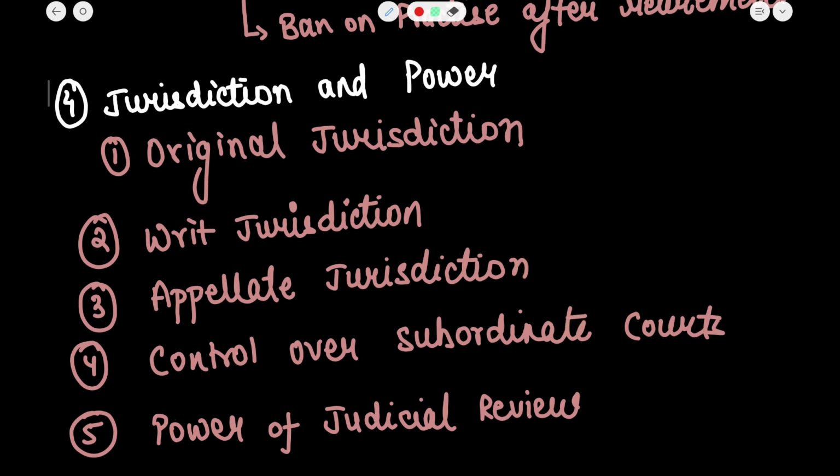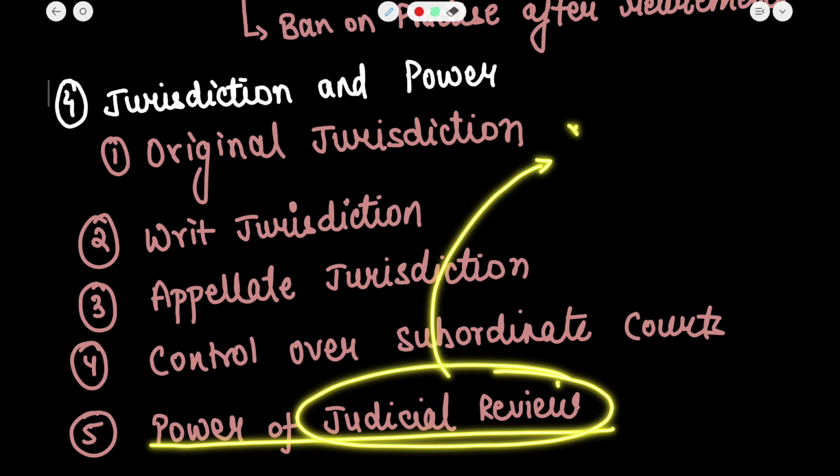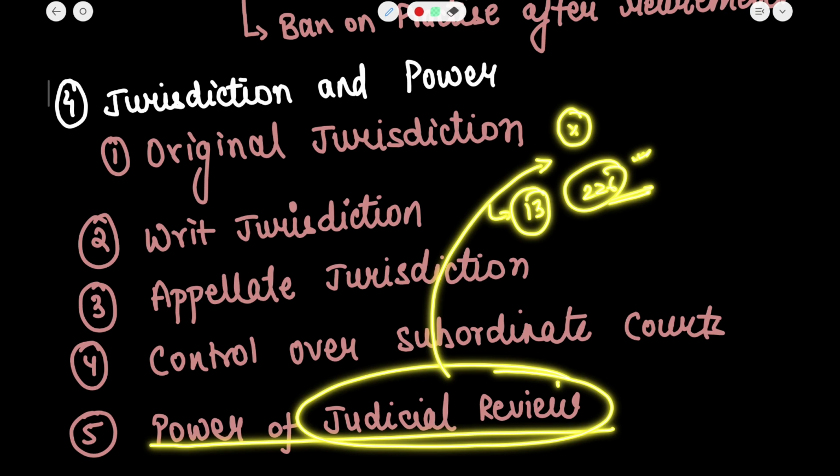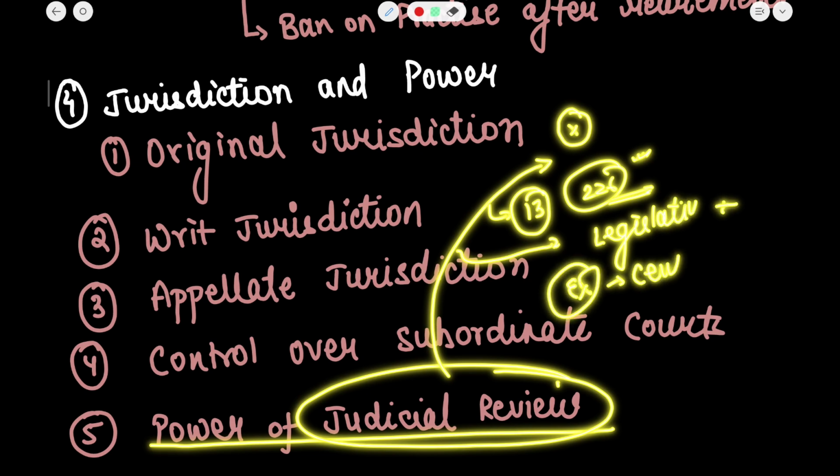Now, the power of judicial review. Although the term judicial review is nowhere mentioned in the Constitution, as per Articles 13 and 226 of the Constitution, the power of judicial review lies with the High Court. Under judicial review, the High Court has the power to examine the constitutional validity of legislative enactments of the state as well as the executive orders of both the Centre and state governments. So this is all regarding the power of judicial review.